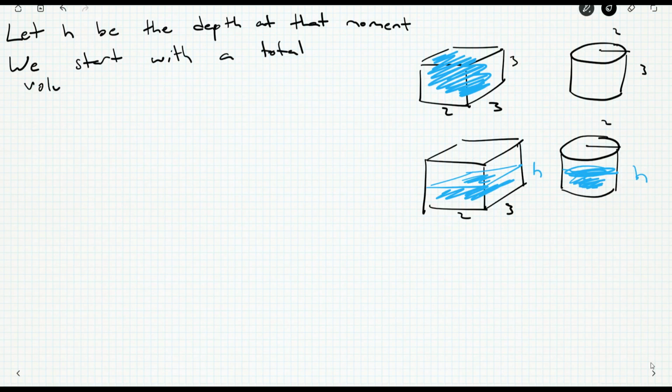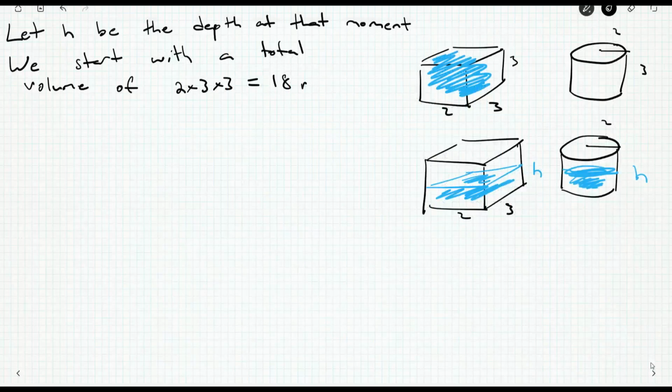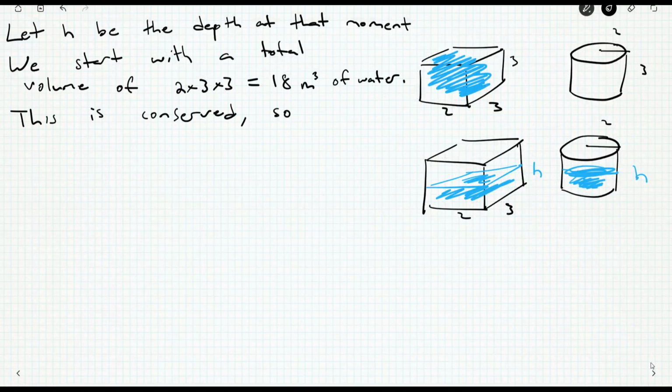So we start with a total volume of 2 times 3 times 3. That's 18. What is it? We're measured in meters, so meters cubed of water. We might say something like this doesn't change or this is conserved. So we can see at the end, that moment where the depths are equal, it's got to be the same amount of water.